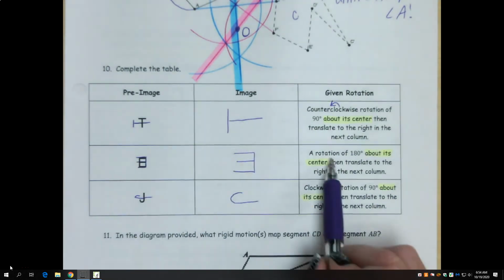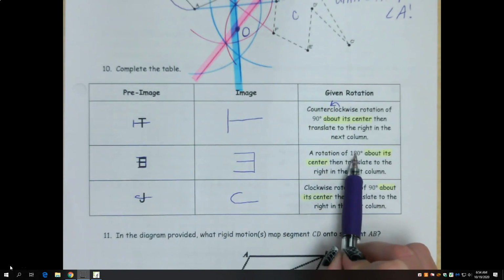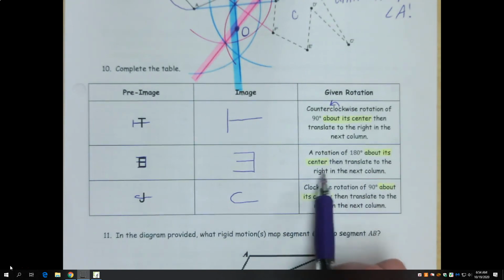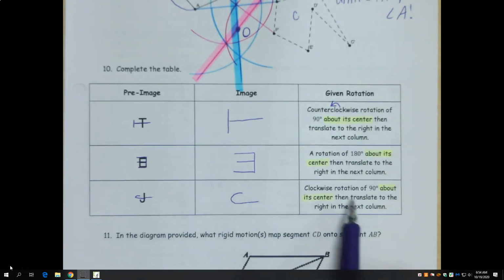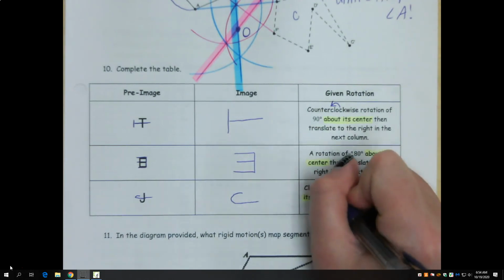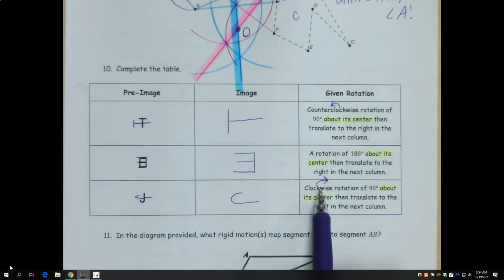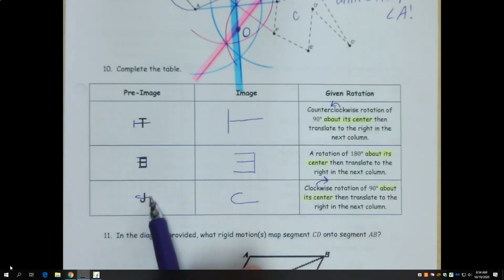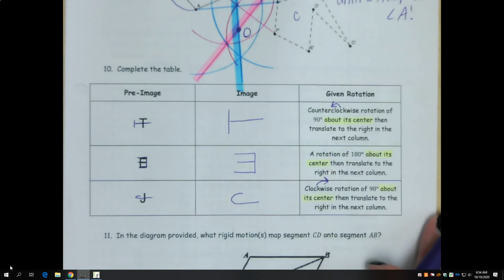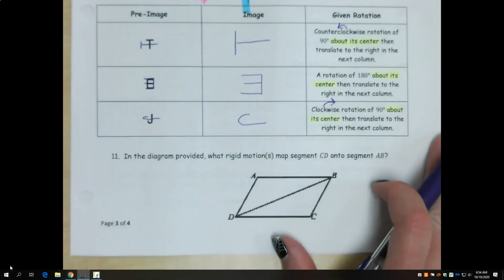All right, same thing, rotating 180. 180 is 2 turns. And then again, I'm translating it to the right, translating it over. Last but not least, clockwise would be forward in time. So that would be to the right, 1 turn, right? 90 degrees is 1 turn. So I'm dropping this J over and then again sliding it to the right. All right, let's look at number 11.